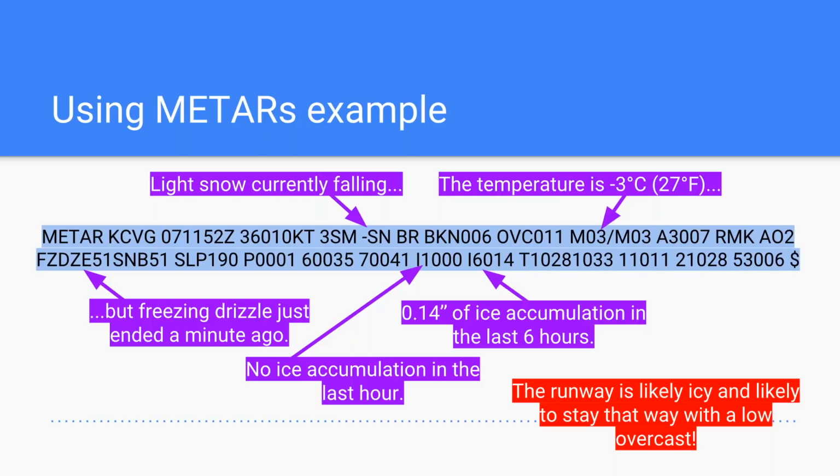So despite light snow falling at the time of the observation and a temperature below freezing, that's actually not our biggest concern. It may be the freezing drizzle and the 0.14 of an inch of ice that has accumulated in the last 6 hours that may be a problem. So in this case, especially with a low overcast at 1,100 feet, that runway is likely still icy. And until those clouds break, it's likely to stay that way.